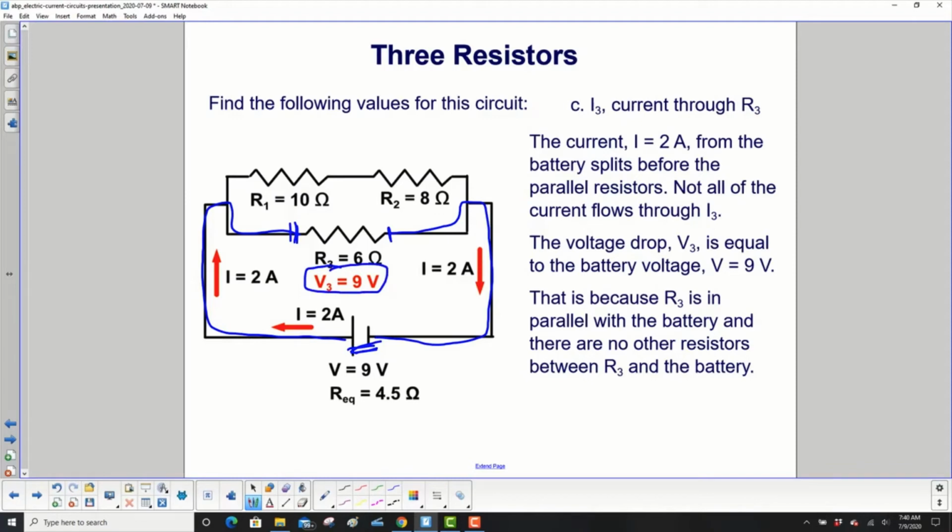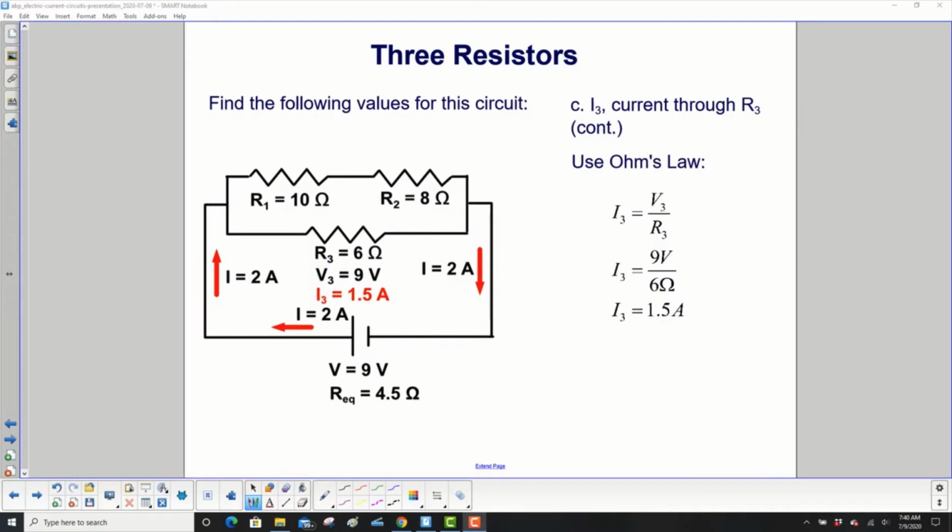R3 is in parallel with the battery, and there are no other resistors between R3 and the battery, so it has the same voltage drop as the voltage supplied by the battery. Now we can find the current through R3 by using Ohm's Law, right here. We just said the voltage was 9 volts. We know the resistance, so it's 9 volts divided by 6 ohms, and we have 1.5 amps going through the R3 resistor. It's very good that it's less than 2 amps or we would have had a problem.